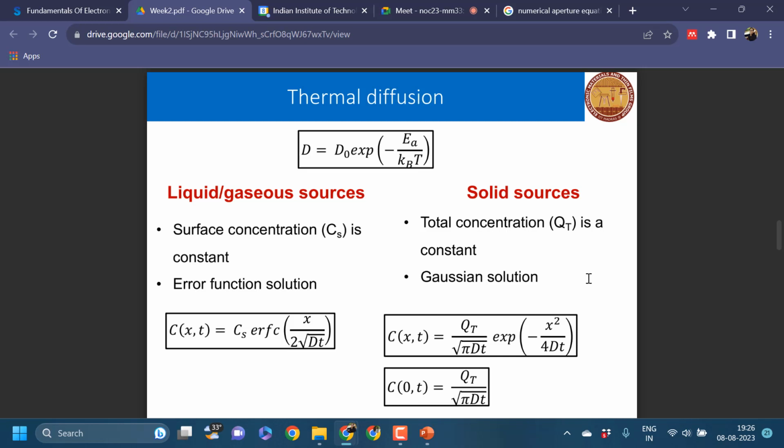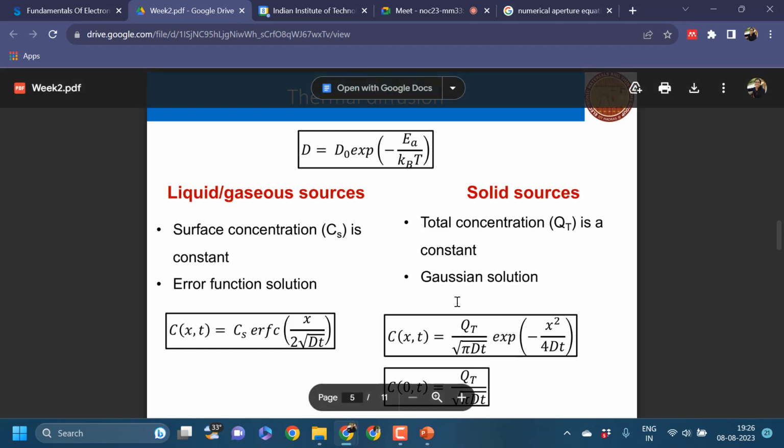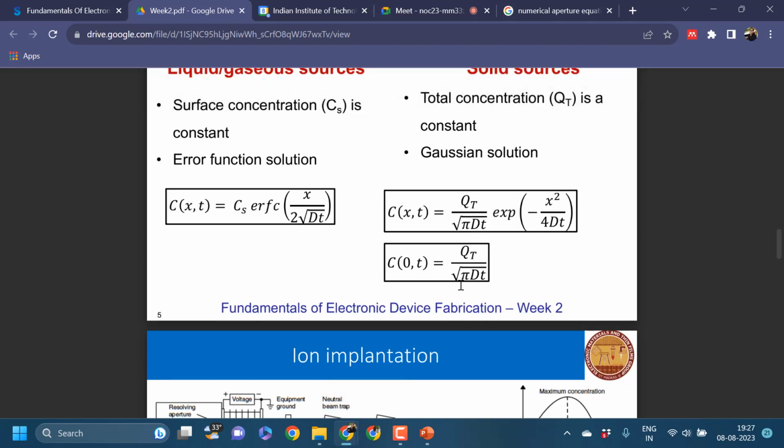Why exactly? Sorry, I didn't get you. The question was to find the depth till which the doping took place, and you took C(x,t) equal to 10 power 16. Because what type of diffusion was it? Was it from a gaseous source or a solid source? Solid. So it was from a solid source, right? From a solid source means that C(0,t) is equal to Qt by pi Dt. So initially ND is equal to 10 power 16 atoms.